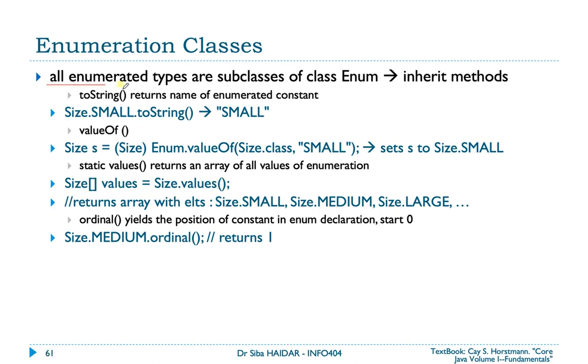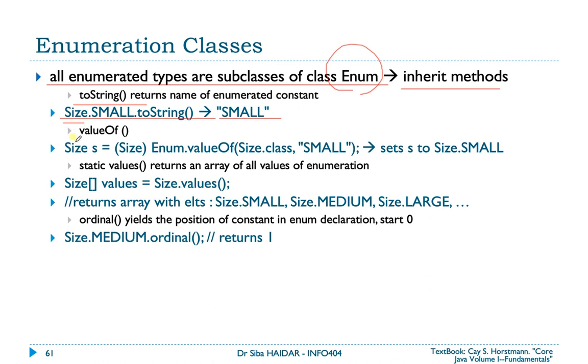I will tell you that all enumerated types are subclasses of the class Enum. So there is a certain class Enum, and all the types, for example, our type Size here, is a subclass of Enum. It extends Enum. So it inherits its methods, and particularly the method toString, very useful in order to return the names of the enumerated constant. For example, you can use it like this: Size.SMALL.toString. It will return, not print, it will return the string small.